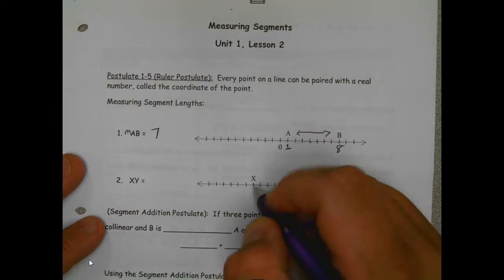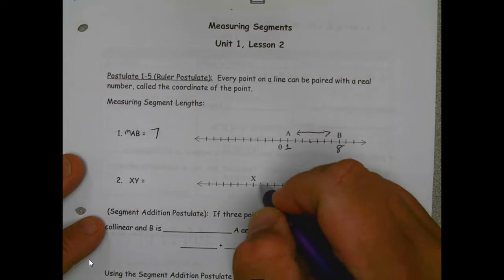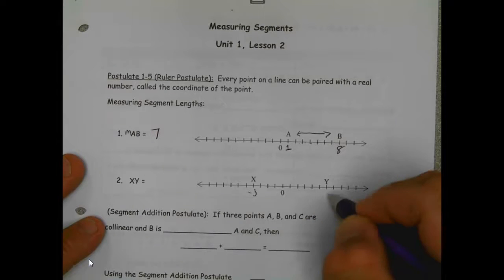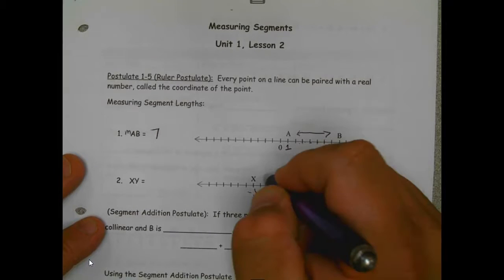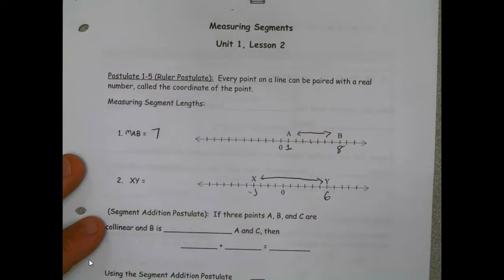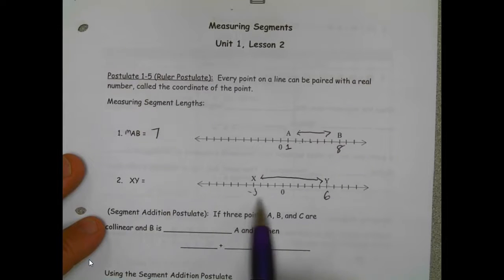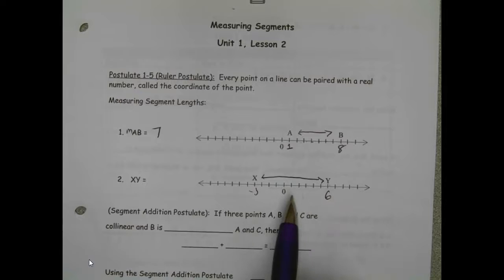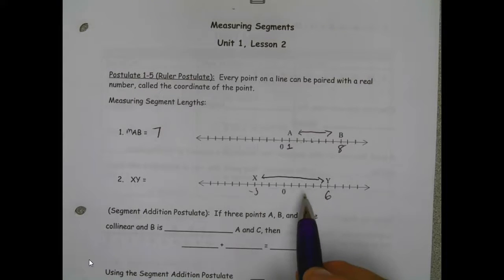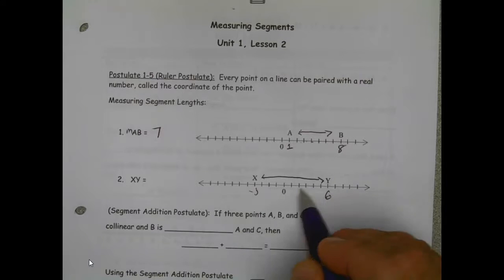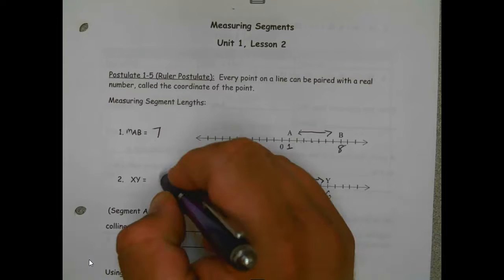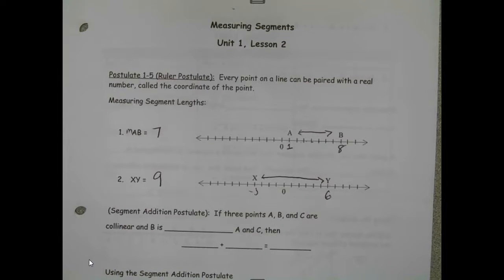And then XY, obviously X is going to be at -3, Y is going to be at +6. And so again, we're measuring the distance between the two. So we add, but in this case we're going to subtract because we're really adding 3 and 6. But in order to do that, we have to do 6 minus -3 to get the distance. And so that distance is 9.